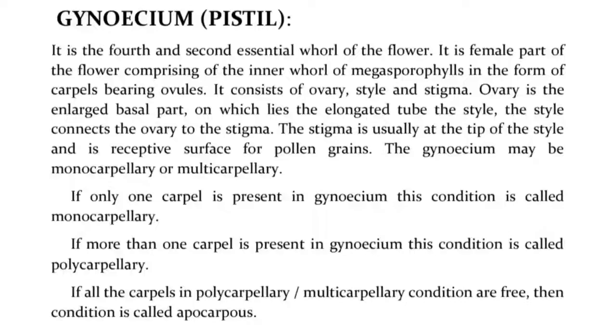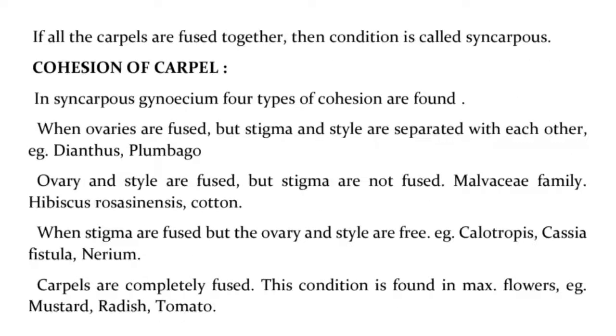The gynoecium may be monocarpellary or multicarpellary. If only one carpel is present in the gynoecium, this condition is called monocarpellary. If more than one carpel is present, this condition is called polycarpellary. If all the carpels in the polycarpellary, multicarpellary condition are free, then the condition is called apocarpous. If all the carpels are fused together, then the condition is called syncarpous.